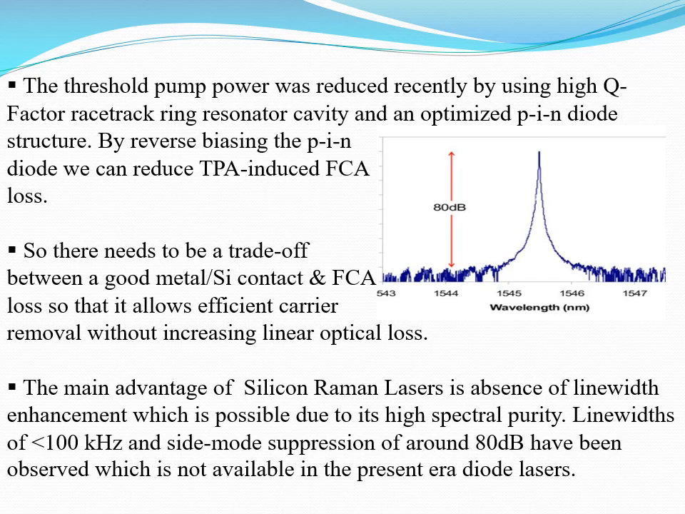This was made possible by using a resonator cavity and a pin diode. When a reverse bias is applied, the TPA-induced free carrier absorption loss is decreased. The main advantage of using Raman lasers is spectral flexibility, which implies we can get any output wavelength by choosing a pump wavelength appropriately.